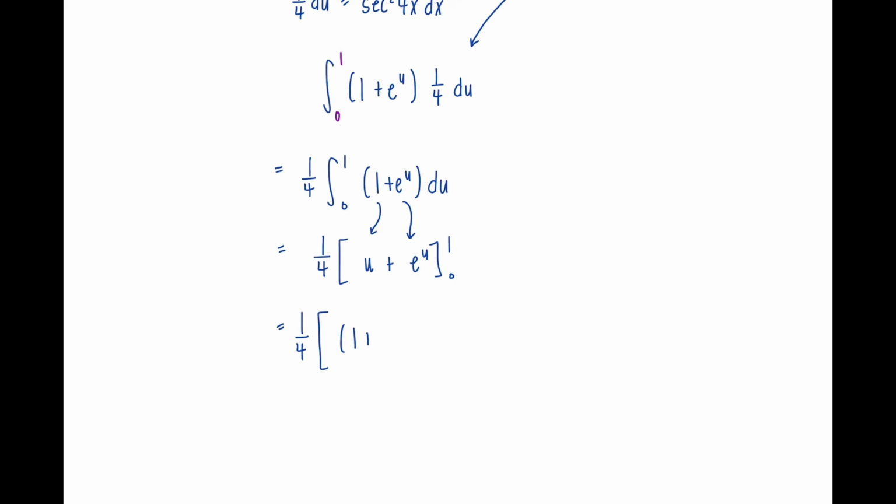So we have 1 plus e to the first minus the lower limit, 0 plus e to the 0, and then we know e to the 0 is 1, so it's going to cancel with this other one here. So all I'm left with is 1/4 e. Or you could write it as e over 4. I'll leave that up to you. Which one do we like better today? I think this looks nicer.